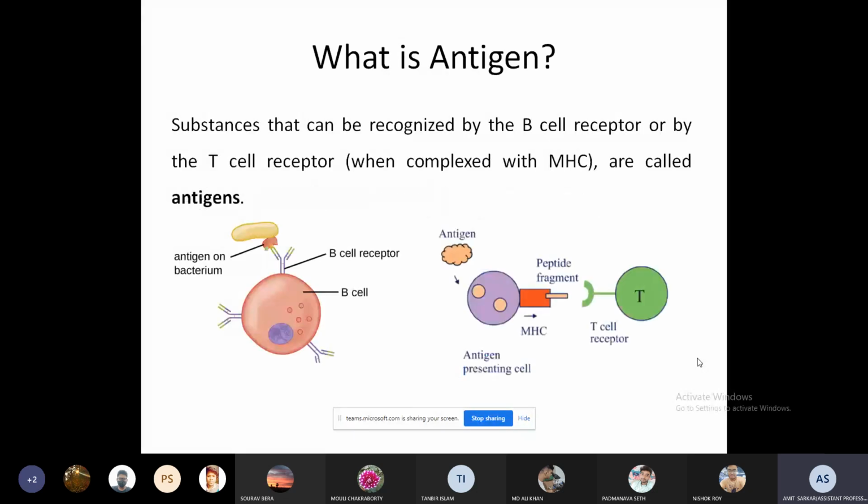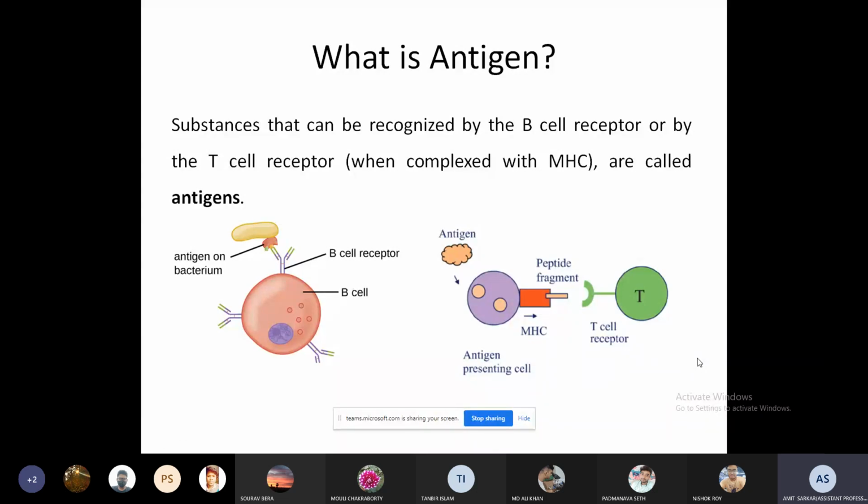So the question, of course, classically comes: what is an antigen? You can think of it as substances that can be recognized by the B cell receptor or by the T cell receptor, of course when complexed with MHC molecules, and these are called antigens.